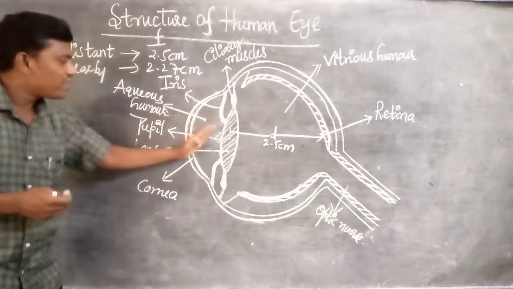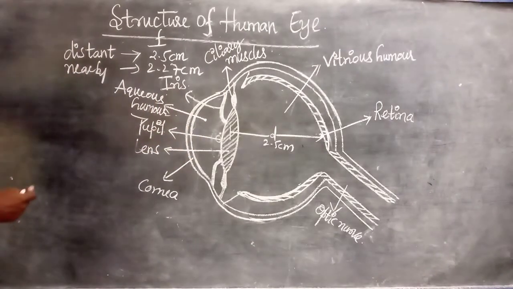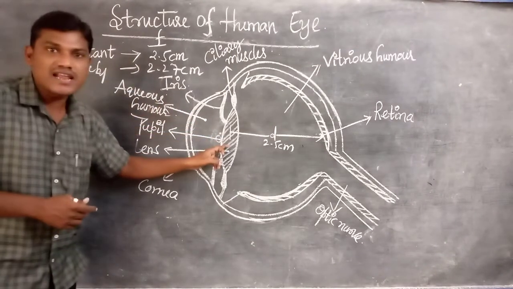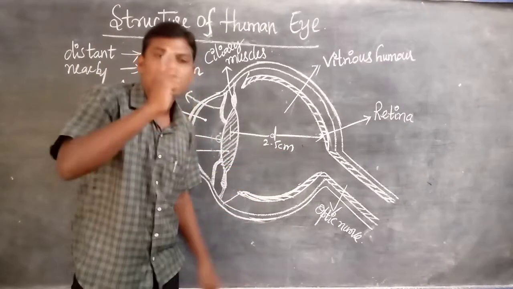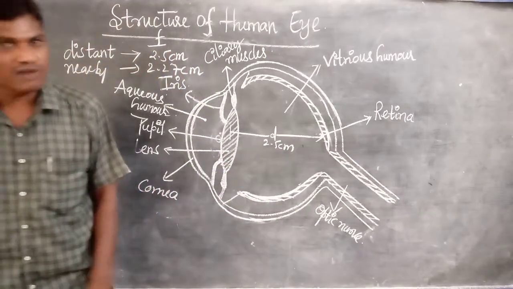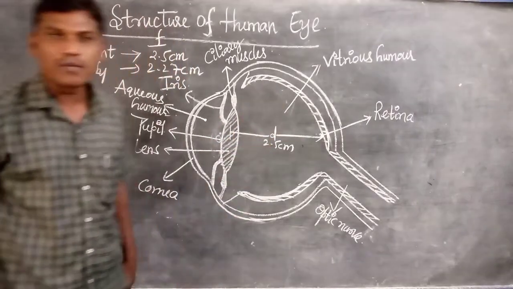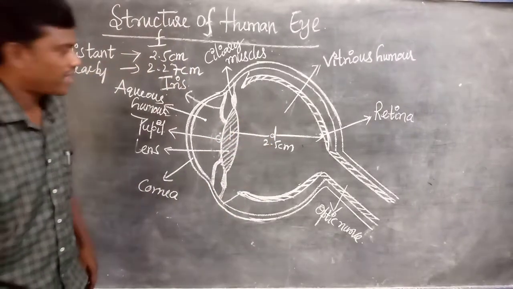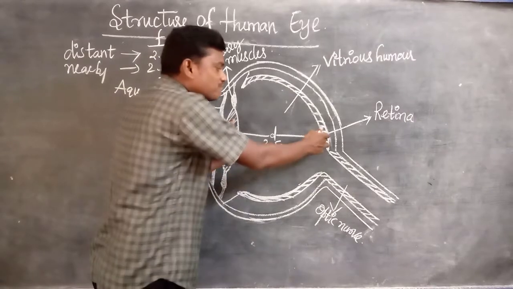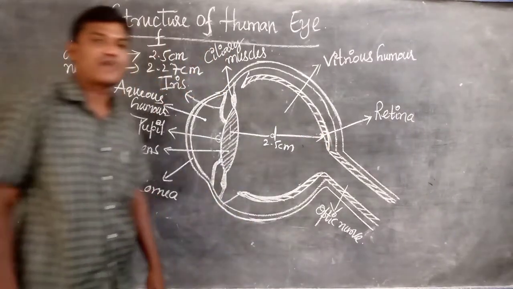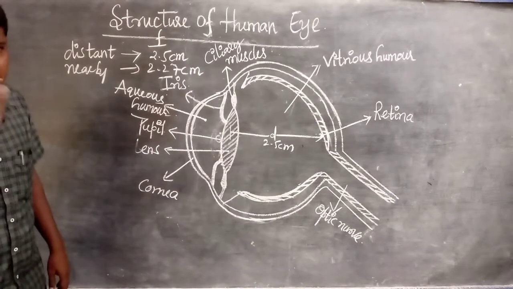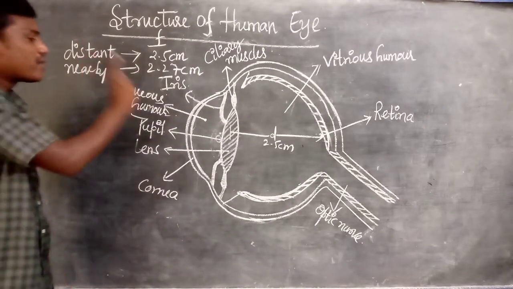But here, wherever the position of the object, from infinity to near our eye lens, the image distance does not change. What is that? 2.5 centimeter, because the image is always formed on the retina. That's why the distance from the eye lens to the image is called the image distance, 2.5 cm, and it does not change in our eye lenses.